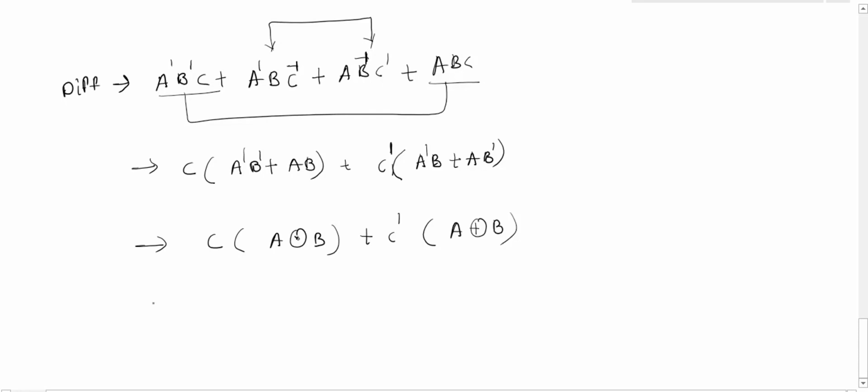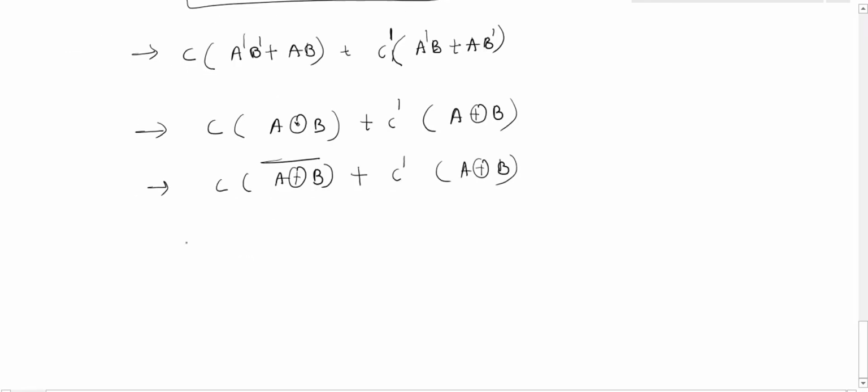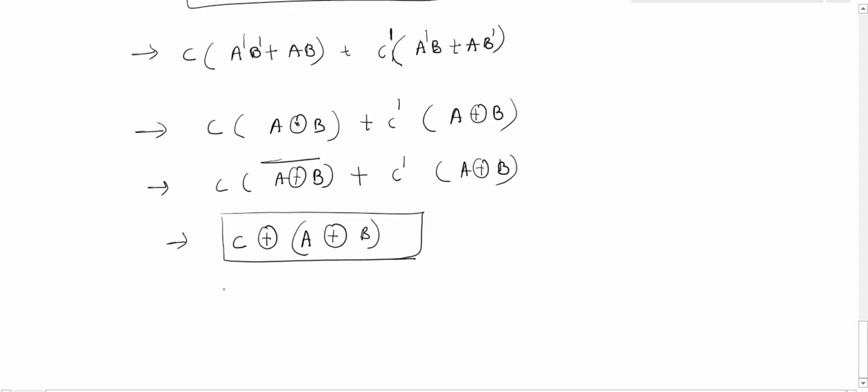Now again we know that A XNOR B is nothing but not of A XOR B. Now with the help of this expression, I can rewrite the Boolean expression like this: C XOR A XOR B. Now this is the simplified expression of the difference.